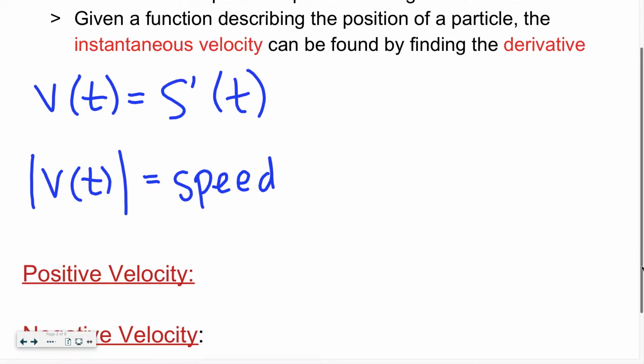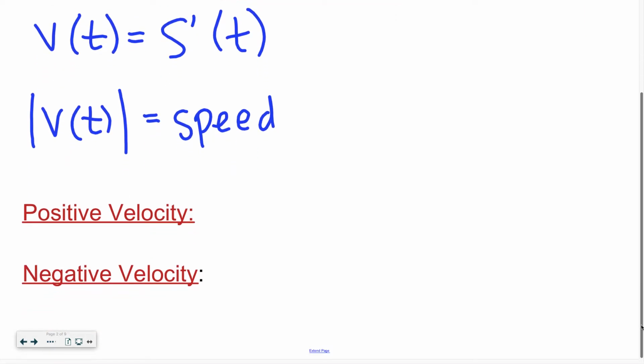Okay. If our particle is moving right to left, then positive velocity, you told me, means that the particle is moving which way? To the right. When we move right on a number line, we're moving in the positive direction, right? We're getting bigger with our numbers. So it makes sense that our positive velocity is going to the right. Which means if we have negative velocity, that means we are moving to the left.